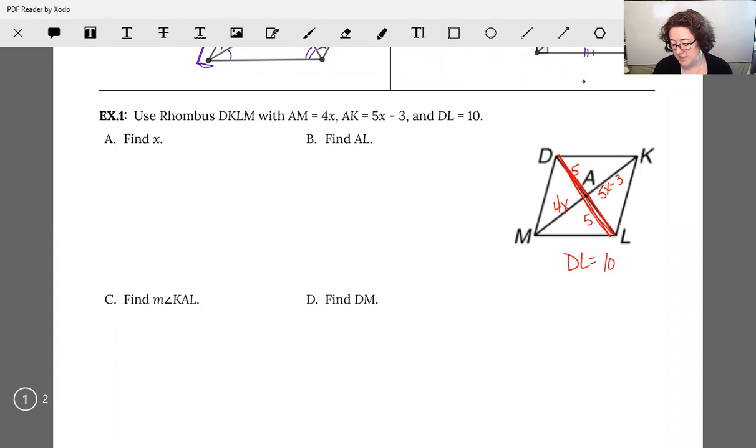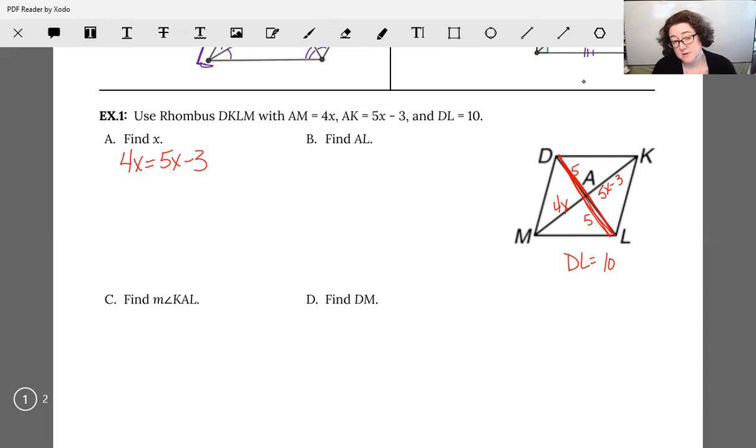Now, if I'm looking at my x expressions, the 4x and the 5x minus 3, well, they're both on pieces of the same diagonal. And if we're using the same idea as the rest of our parallelograms and our rhombus, then how is that diagonal being cut? Perfectly in half. So that means the halves are equal. So 4x equals 5x minus 3.